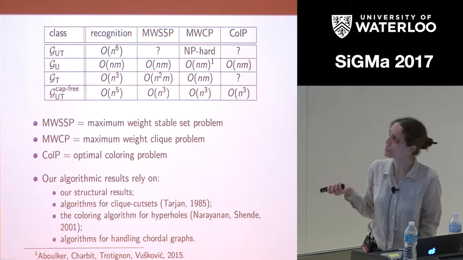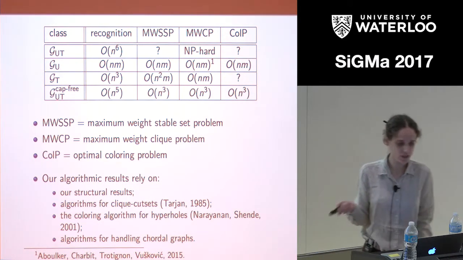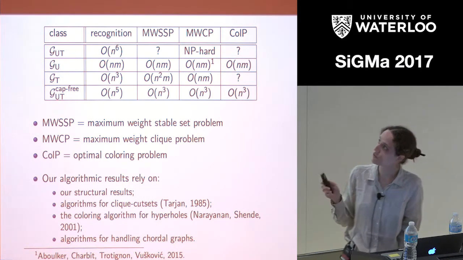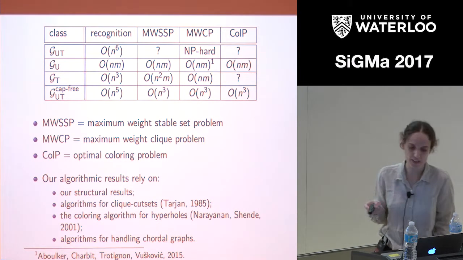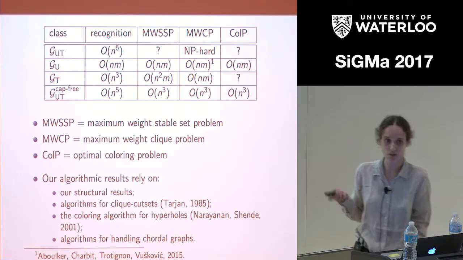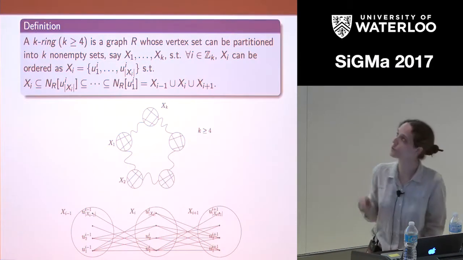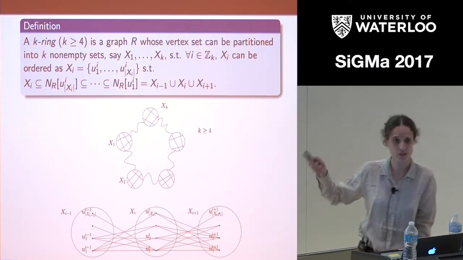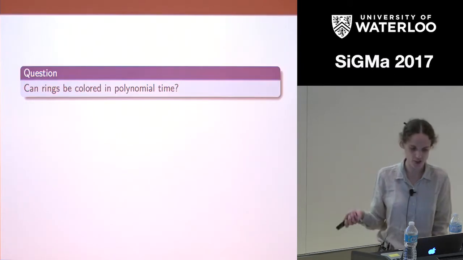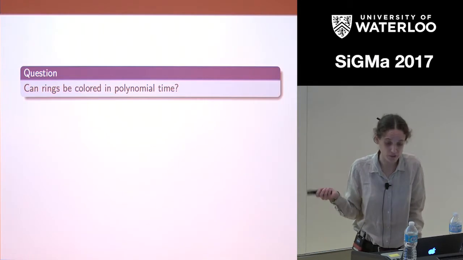And I'd like to finish with just an open problem. So I'd like to draw your attention to the fact that we do not know whether the class GT is polynomially colorable. Why don't we know that? Well, because we don't know whether rings are polynomially colorable. This is the slide that you saw before, just a definition of a ring. So the question is, can rings be colored in polynomial time?